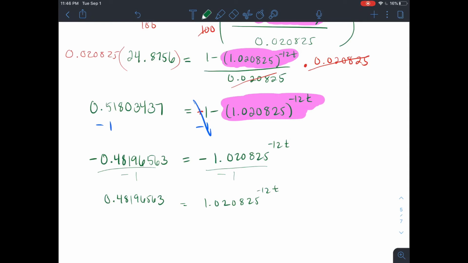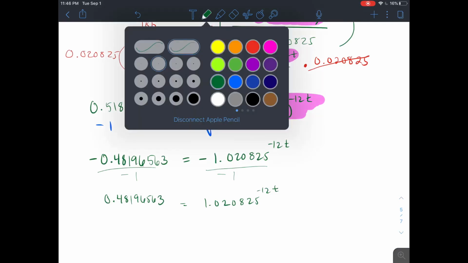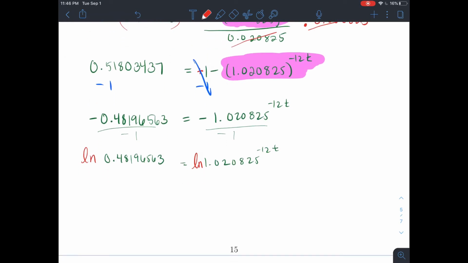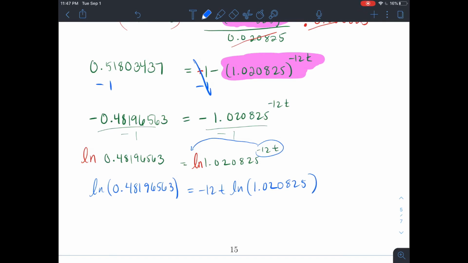Okay, so this is an exponential equation. We've isolated the math expression that's being raised to the t power. So now we can go ahead and log both sides, and this time I'm going to just ln both sides. Remember, you get to choose. This time I'm going to choose ln, natural log. So the left hand side will be natural log 0.48196563 equals, use your power rule for logs, and then last step, we'll divide both sides by negative 12 ln 1.020825.